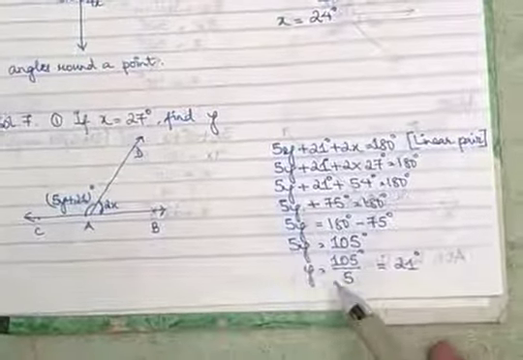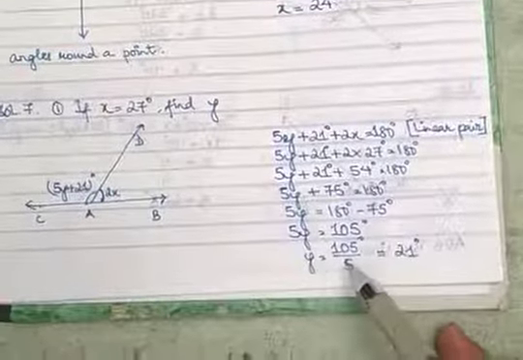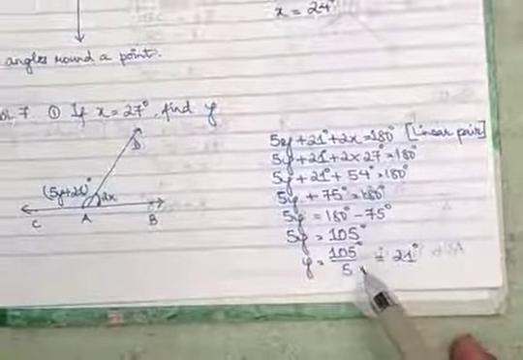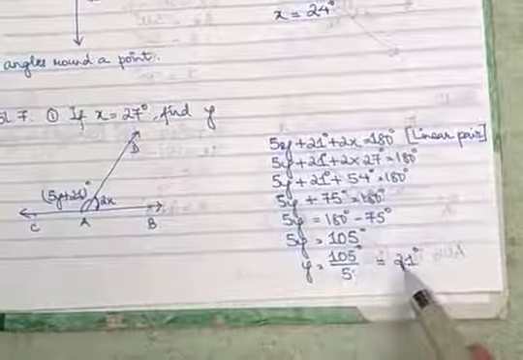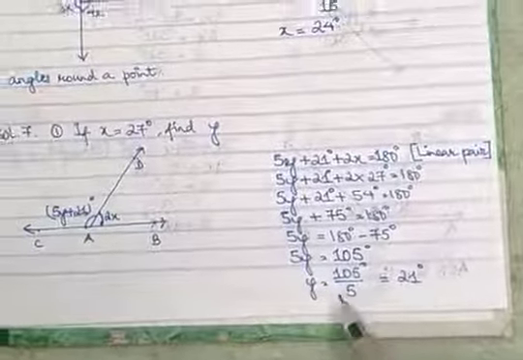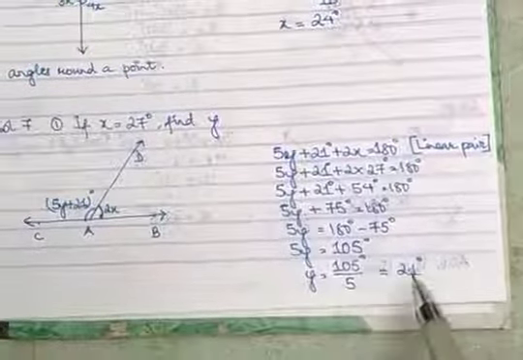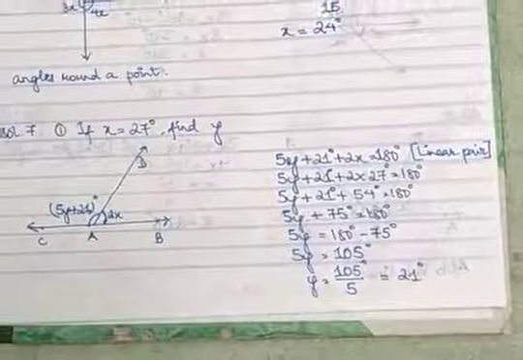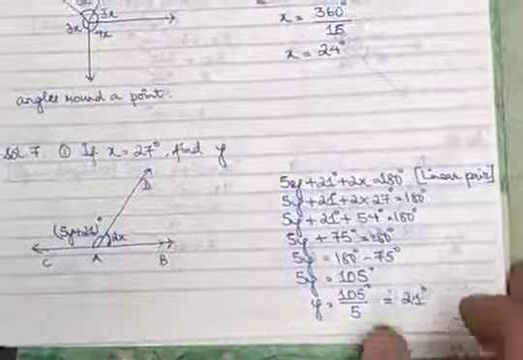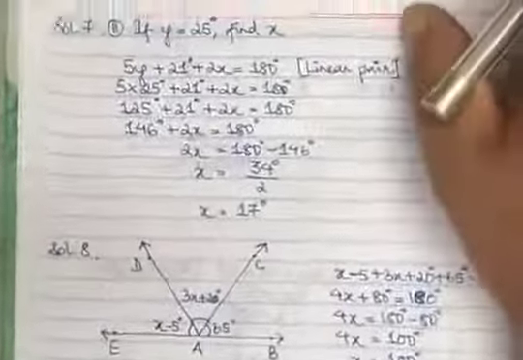Now 5 goes to the other side, the multiplication becomes division. So here you got your answer as y equals 21 degree. 5 2 times is 10, 5 1 times is 5, so 21 degree. Okay, I hope the sum is understood.